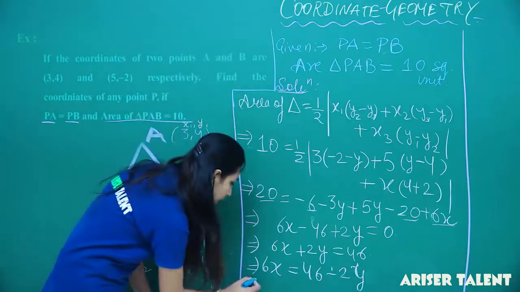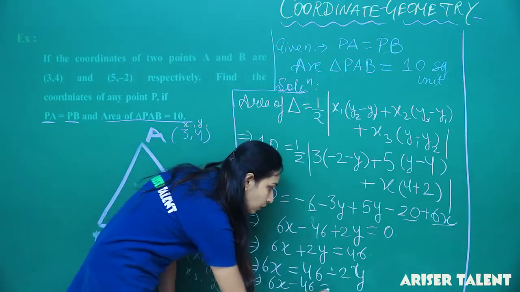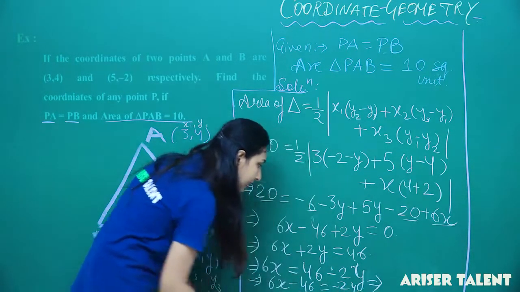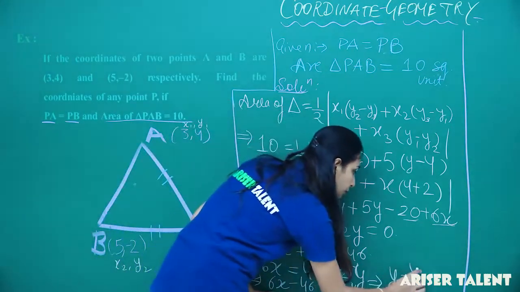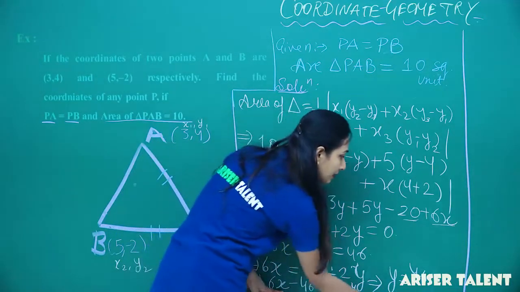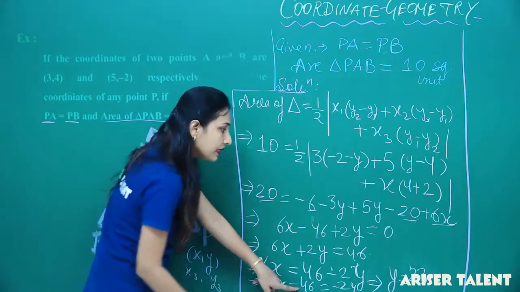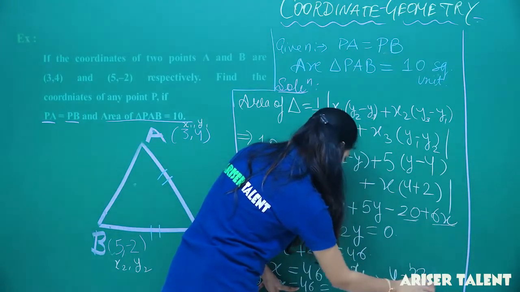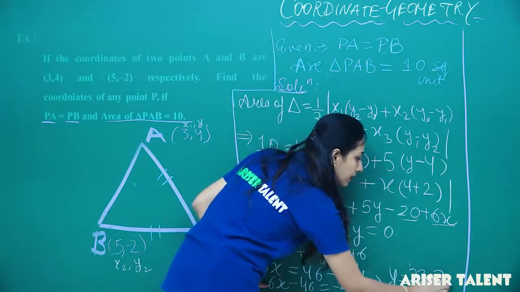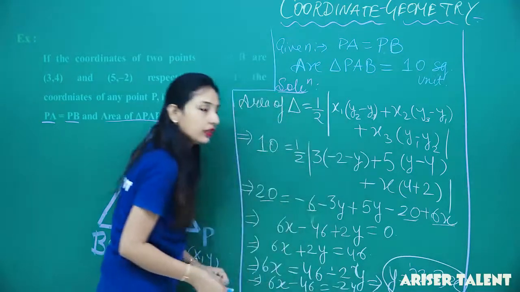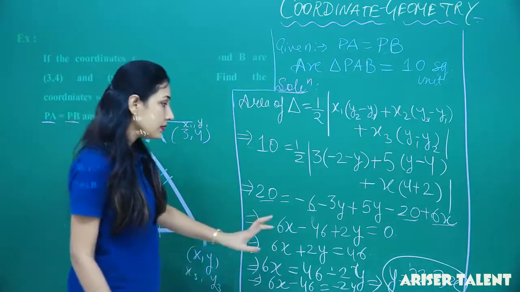So here I have this value, 6x minus 46 equals minus 2y, and from there I will write y equals, that is 46, and that will become 23, right, if I divide it by 2. That will be plus and that will be minus. Okay, so 23 minus 3x. This is the value of y from this area of triangle, which is given 10 units.